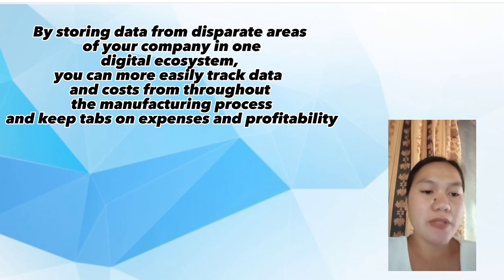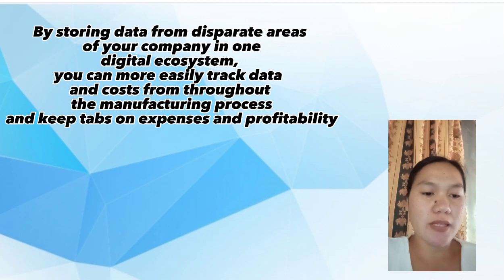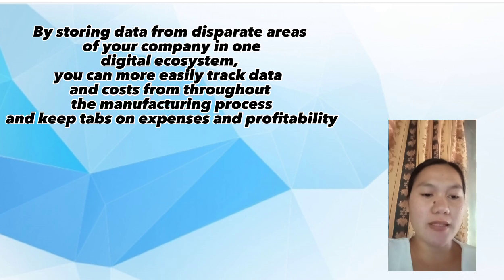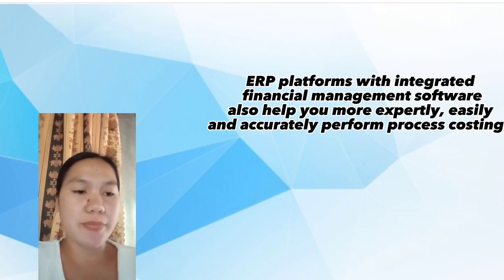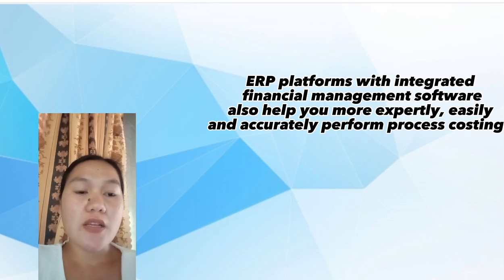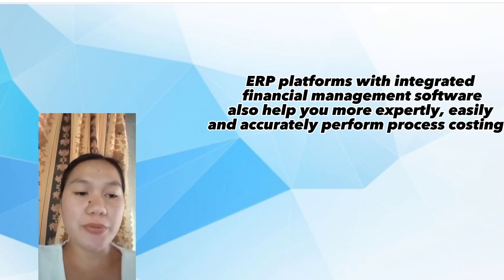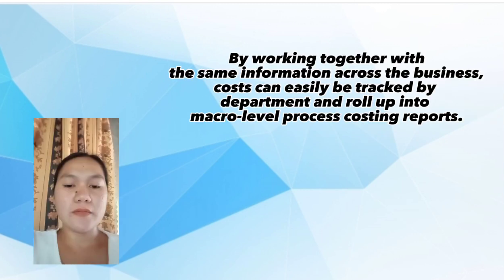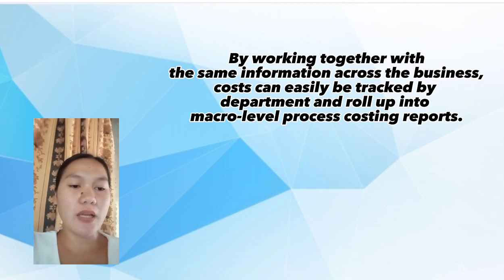By storing data from disparate areas of your company in one digital ecosystem, enterprise resource planning ERP software, you can more easily track data in this process and cost from throughout the manufacturing process and keep tabs on expenses and profitability. ERP platforms with integrated financial management software also help you more expertly, easily, and accurately perform process costing. By working together with the same information across the business, cost can easily be tracked by department and rolled up into macro-level process costing reports.